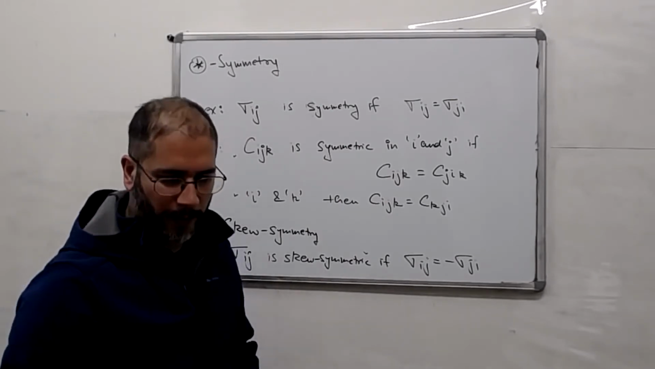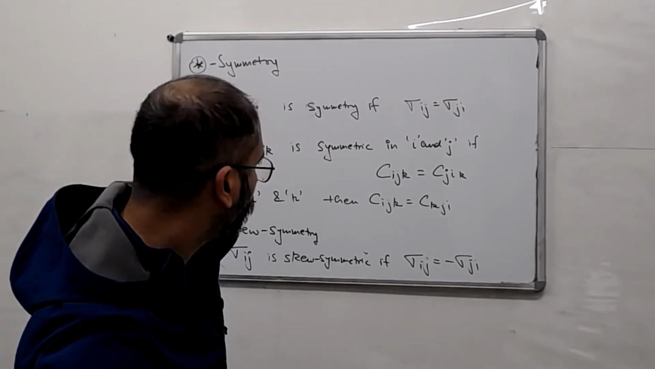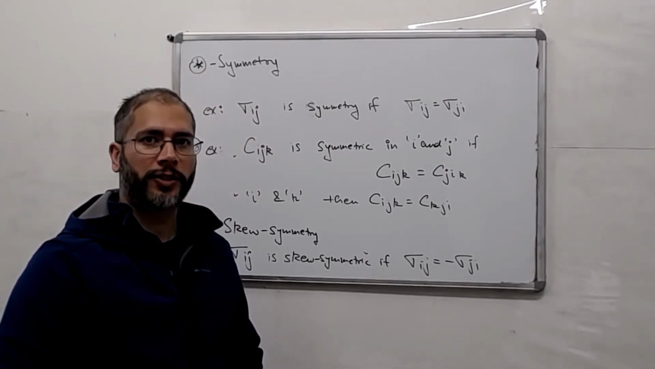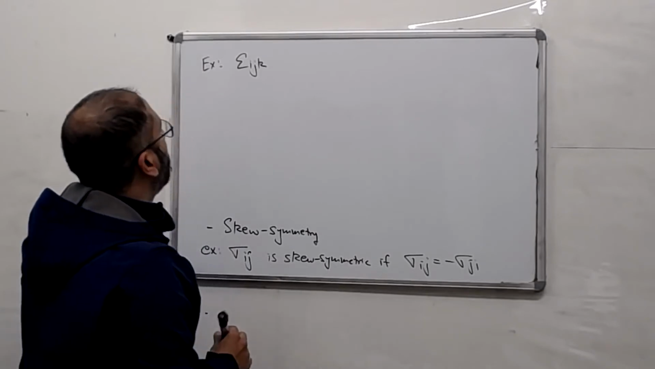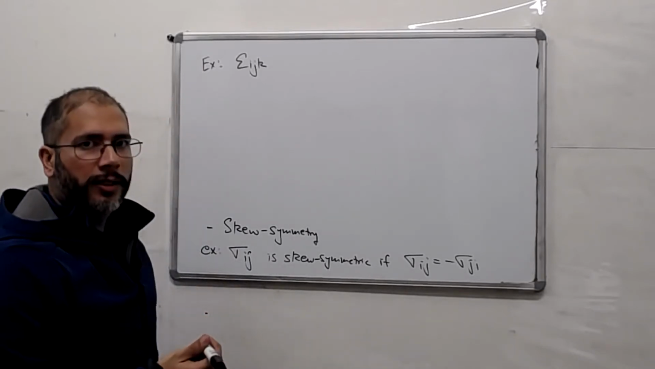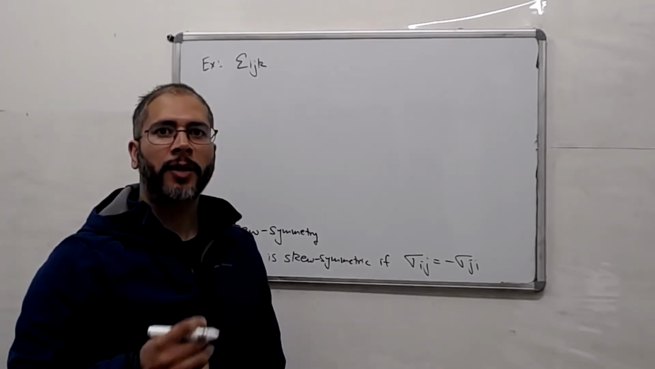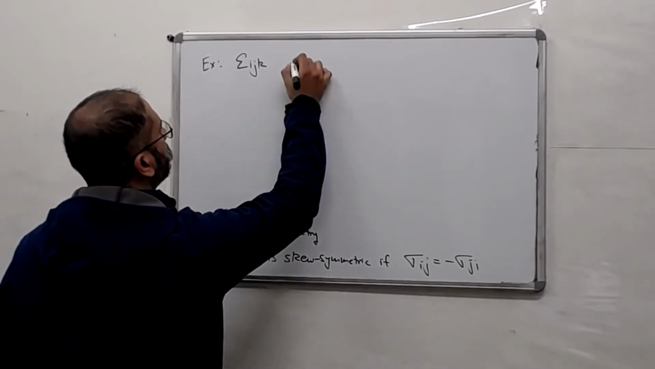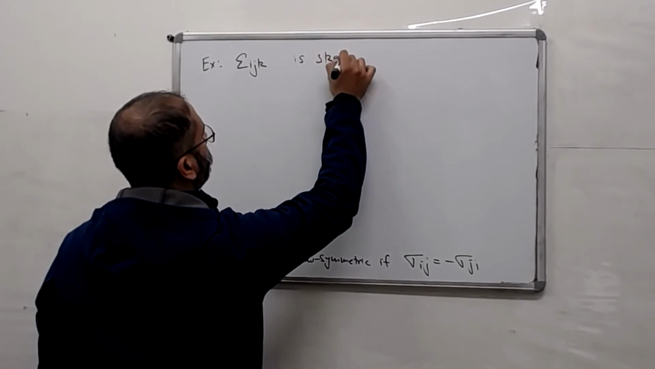Let's look at a special case, which is epsilon, the permutation symbol epsilon. Now epsilon ijk is skew symmetric in all indices. So what that means is, let's write that first.